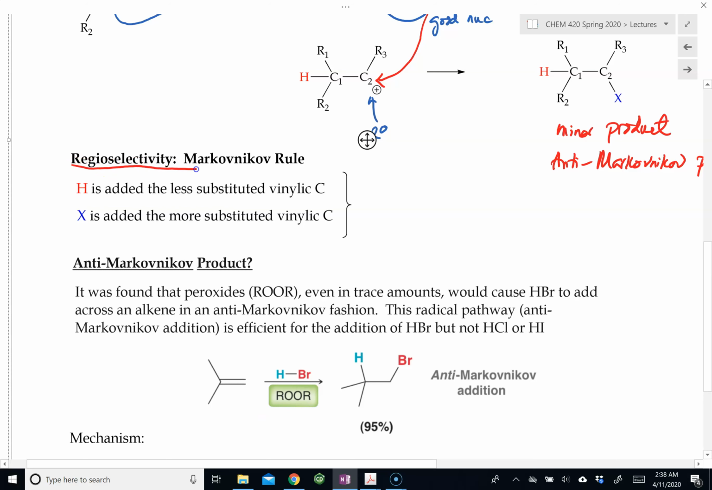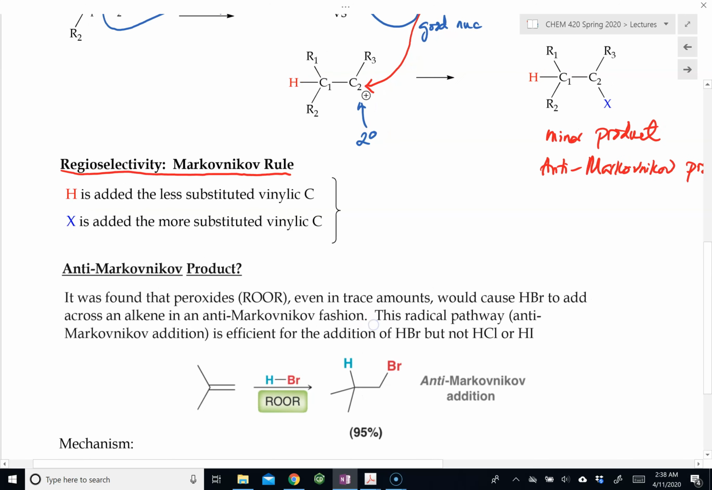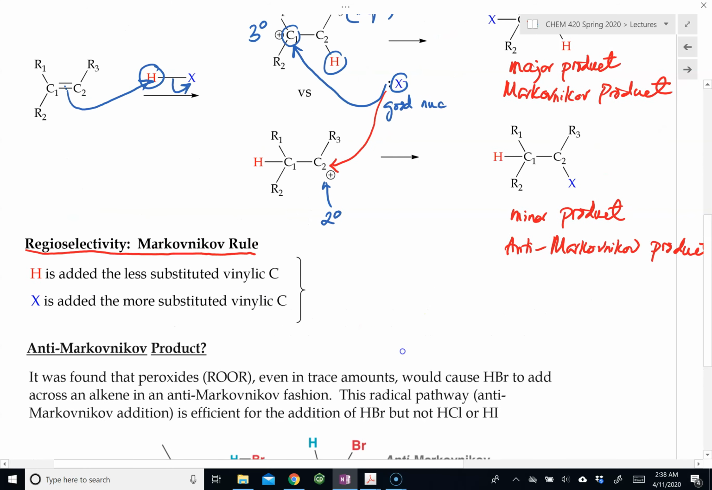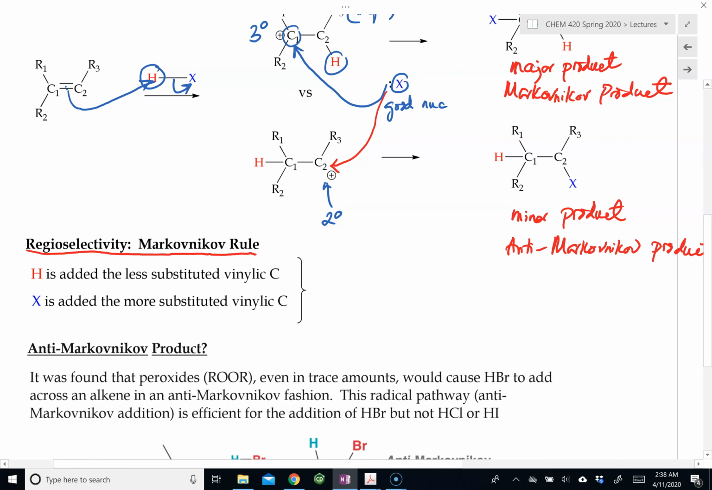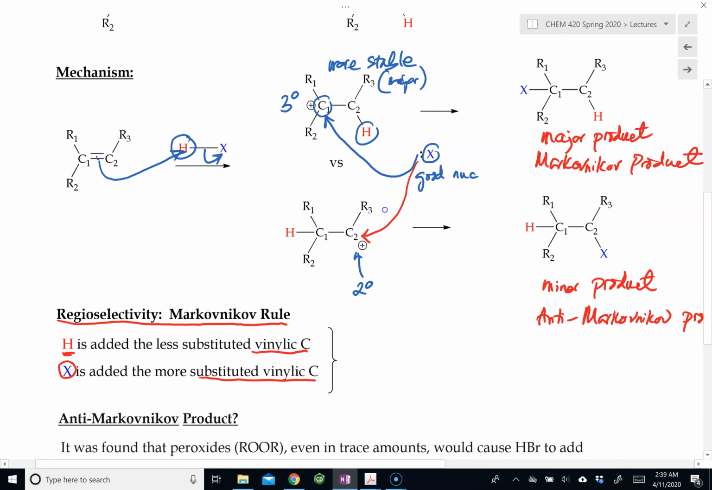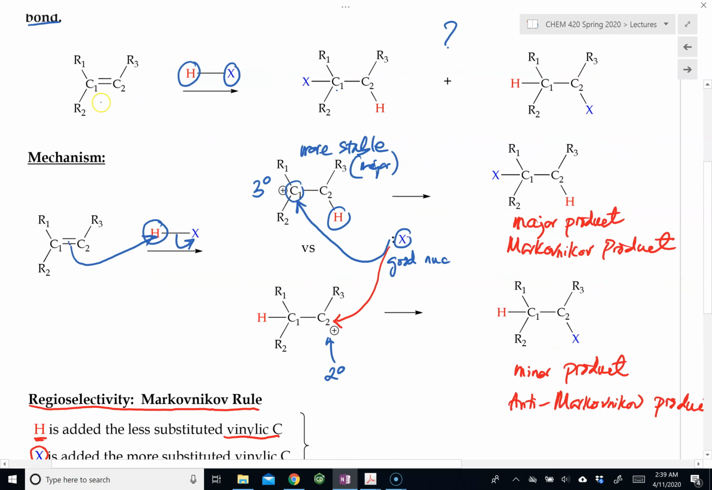So it is called the Markovnikov rule. This Markovnikov rule is basically a description of the product based on the explanation that we have seen already. Markovnikov, while studying this reaction, observed the following. The hydrogen is added to the less substituted vinyl carbon, and the halogen is added to the more substituted vinyl carbon. So if we go back to our starting alkene, carbon 1 and carbon 2 are the two vinyl carbons.